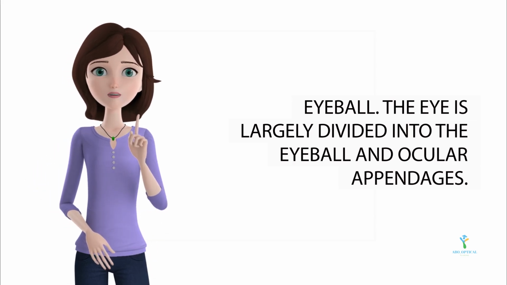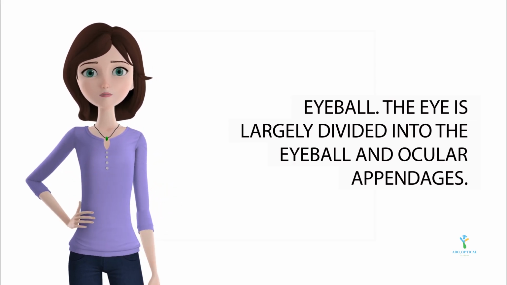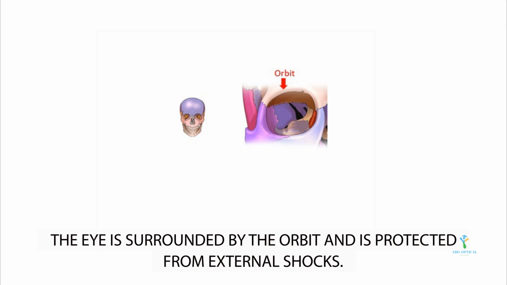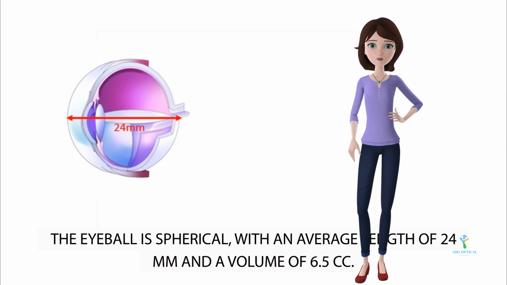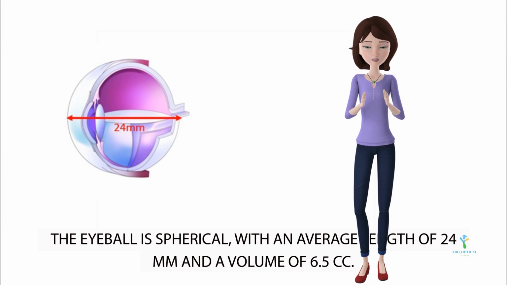Eyeball. The eye is largely divided into the eyeball and ocular appendages. The eye is surrounded by the orbit and is protected from external shocks. The eyeball is spherical, with an average length of 24 mm and a volume of 6.5 cc.